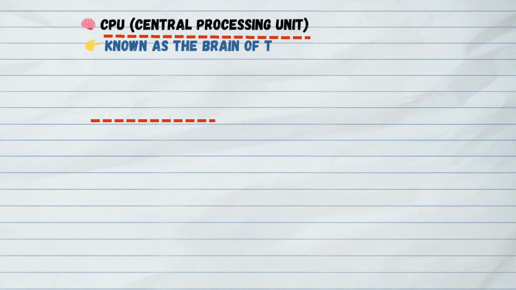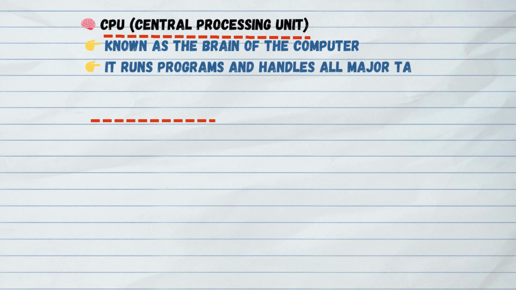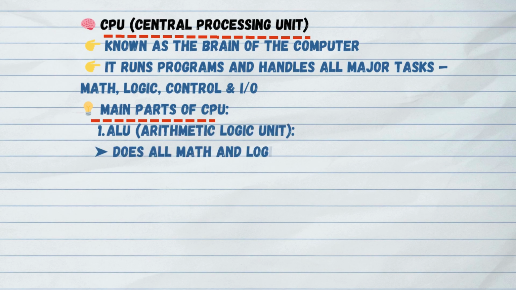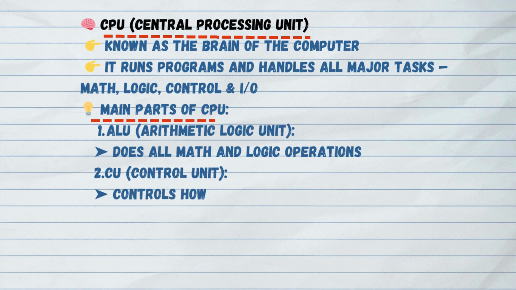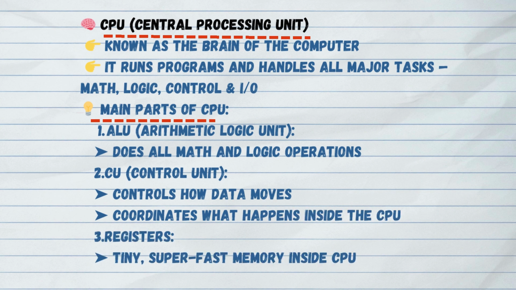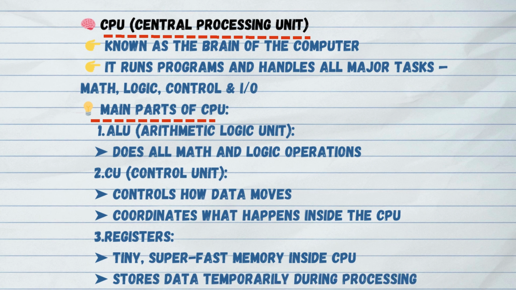CPU, central processing unit. Known as the brain of the computer, it runs programs and handles all major tasks: math, logic, control and I/O. Main parts of the CPU: 1. ALU, arithmetic logic unit, does all math and logic operations. 2. CU, control unit, controls how data moves and coordinates what happens inside the CPU. 3. Registers, tiny, super-fast memory inside the CPU, store data temporarily during processing.